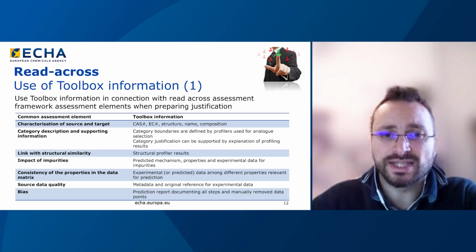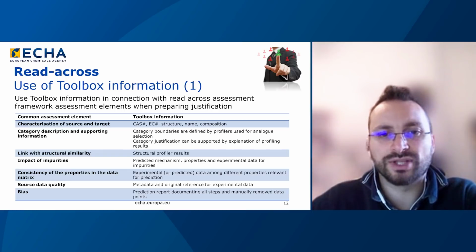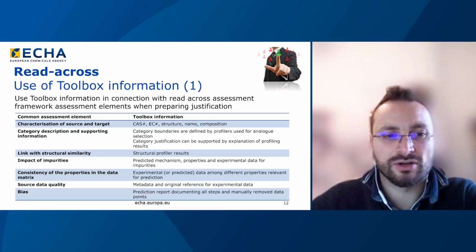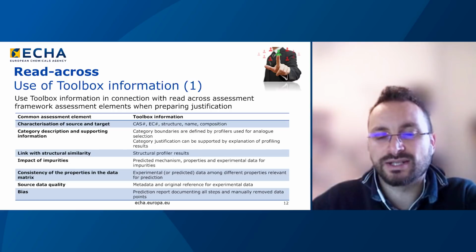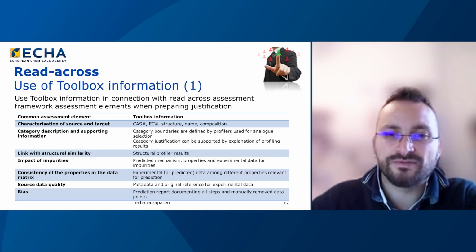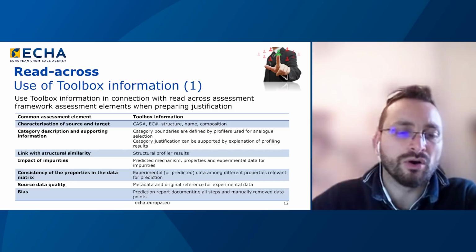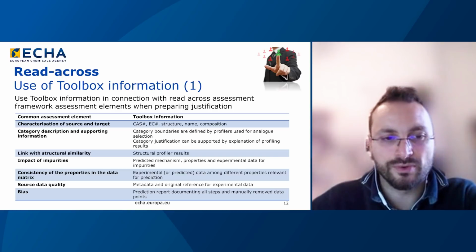The table we see in this slide shows some examples of assessment elements and how they are covered in the Toolbox. As an example, it's very important in a read-across, the category description and the supporting information. The Toolbox can help you because the category boundaries can be defined by profilers used for the analog selection, and the category justification can be supported by the explanation of the profiling results. Or, very important again for read-across, is the link with structural similarity, and the structural profilers in the Toolbox will also help you with that.